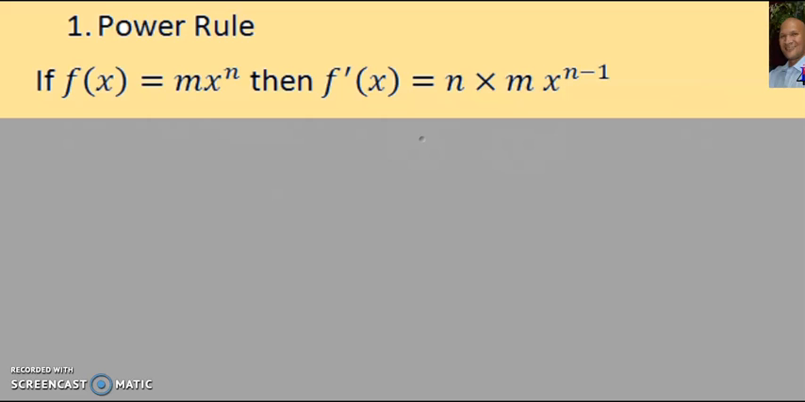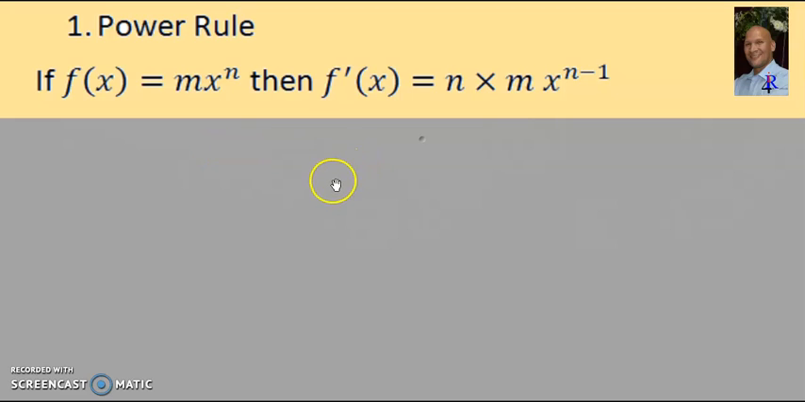If f of x is equal to m x to the power of n, then f prime x, or the derivative of the function, is equal to n multiplied by m x to the power of n minus 1. Notice that I multiplied n with m and I subtracted 1 from my exponent of x.